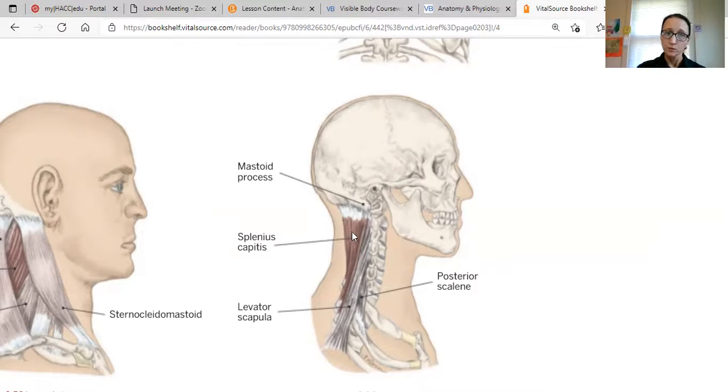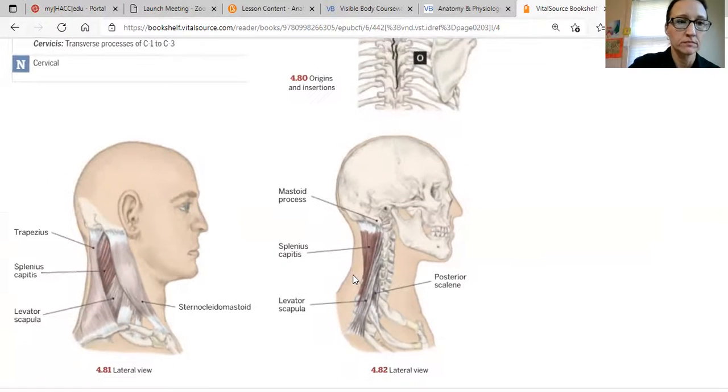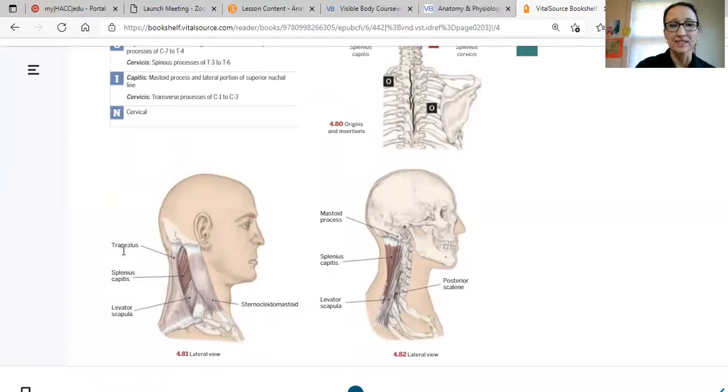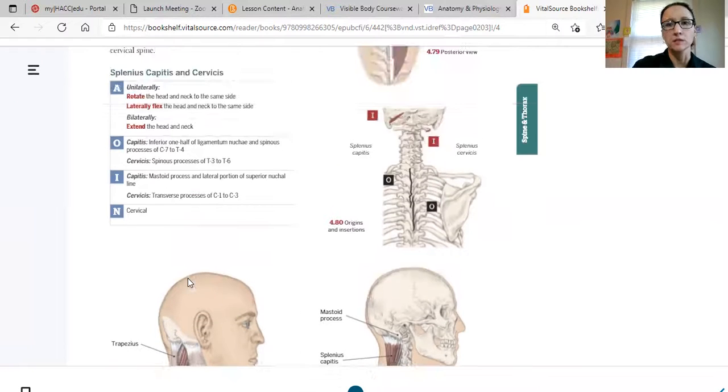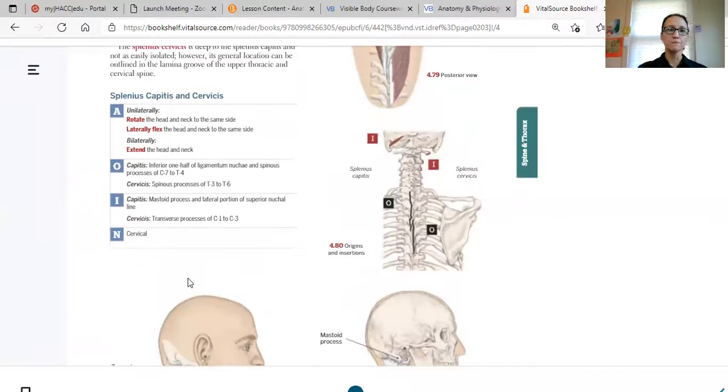So look, here's Splenius capitis and here's levator scapula. So remember, I had mentioned that both of those can cause issues. They're kind of in the same spot. We'll have to pick them out individually by action. Here's trapezius, here's Splenius capitis, there's levator scapula. So like I said, we will be able to palpate Splenius capitis. It is more superficial as far as layers are concerned than Splenius cervicis. All right, so let's talk a little bit about Splenius cervicis then.